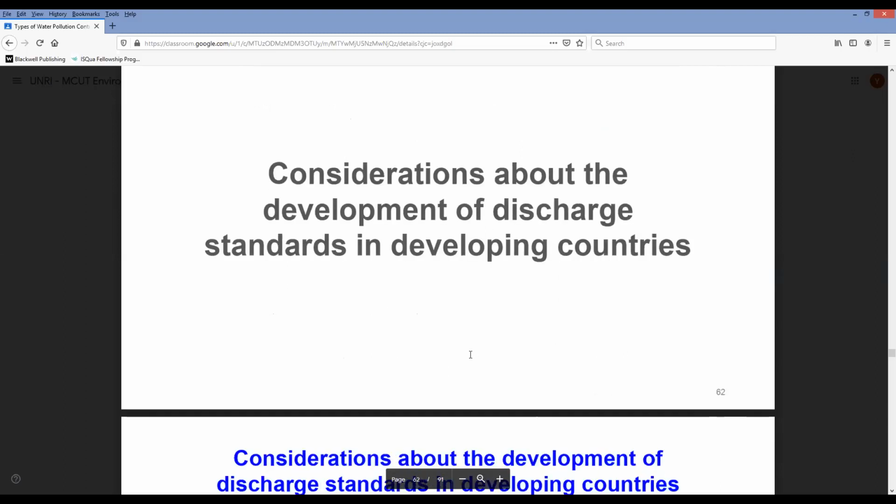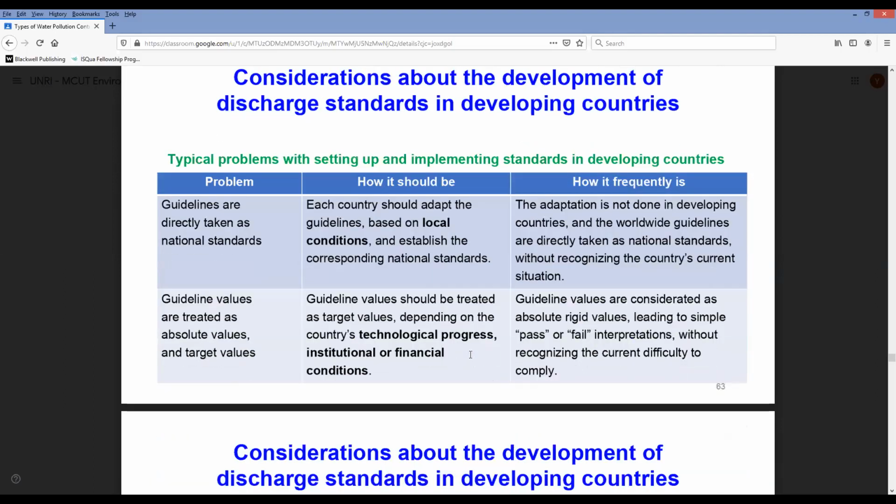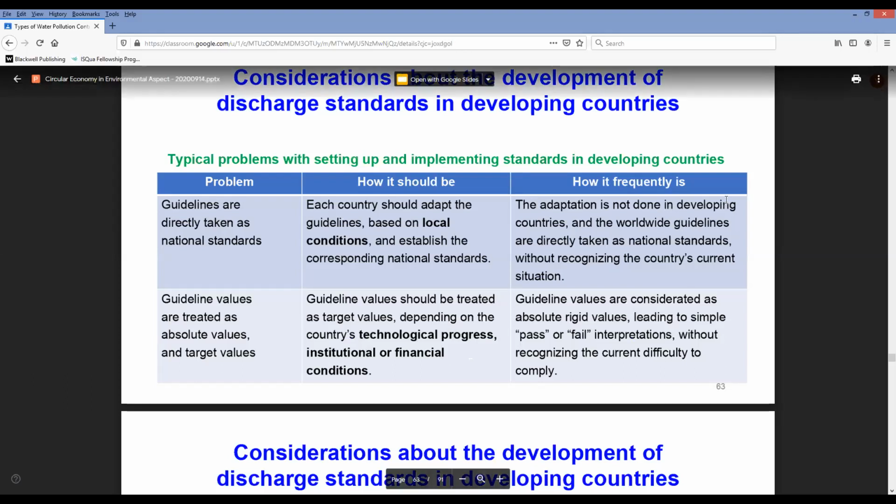Okay, so right now here comes a consideration about the development of discharge standards in developing countries. Okay, next please. So this is about some developing countries. Sometimes they have some problems when they try to establish a standard for wastewater treatment discharge. The first problem is guidelines are directly taken as national standards. So how should it be? First, each country should adapt the guideline based on local conditions.